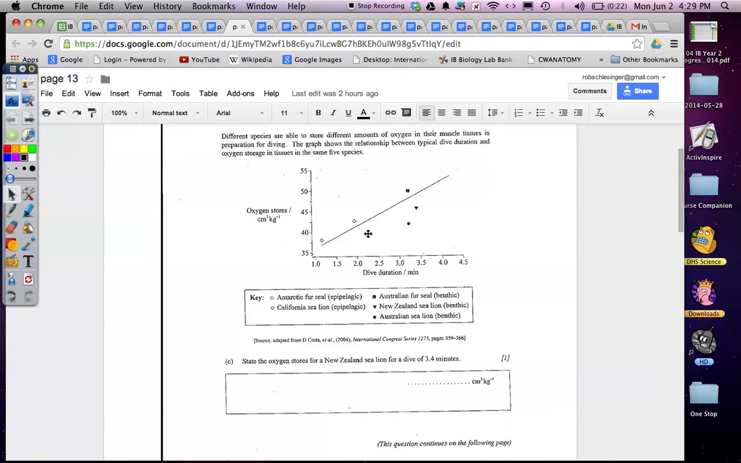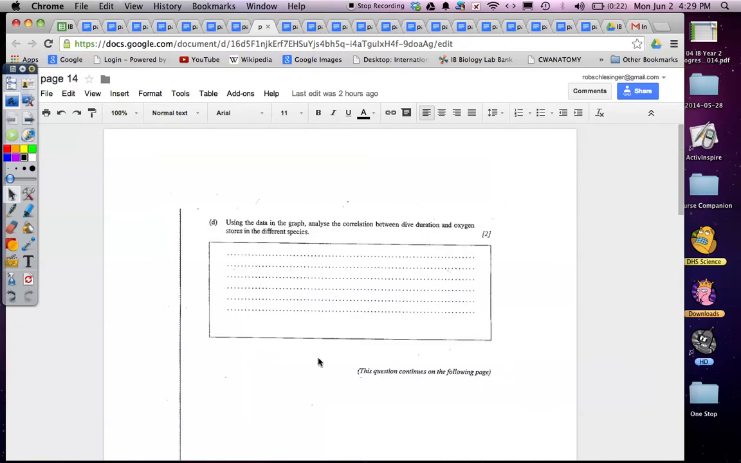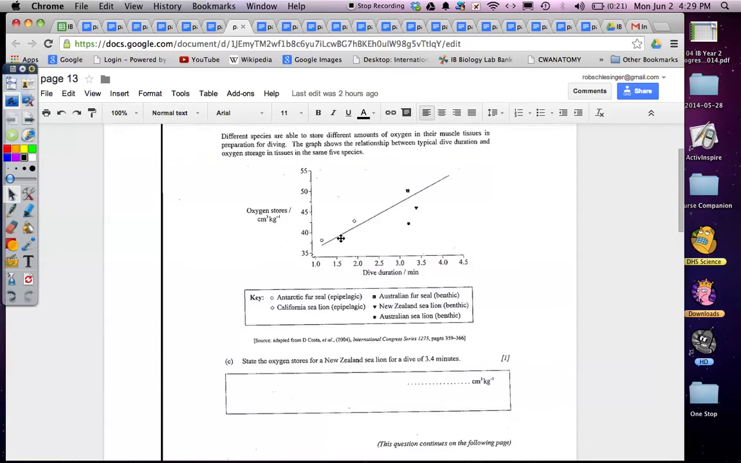Students also struggled with this question, not this one here, but this one here. Using the data in the graph, analyze the correlation between the dive duration and the oxygen stores in the different species. And so the issue here is that first you need to recognize, is this a positive correlation, negative correlation, or is there no correlation? And you can clearly see by the best fit line that this is a positive correlation.